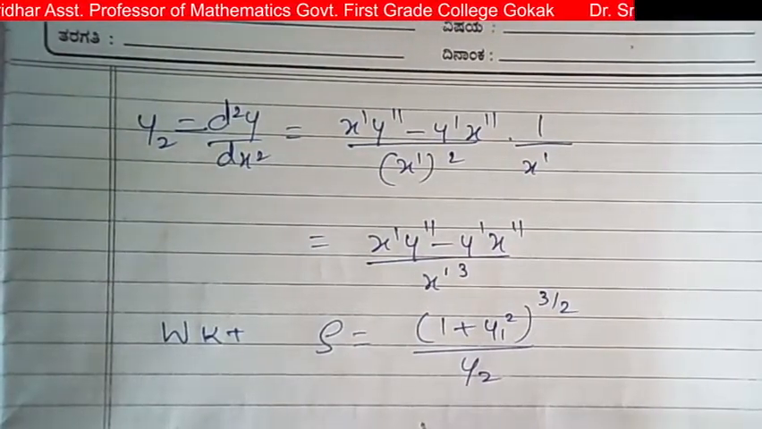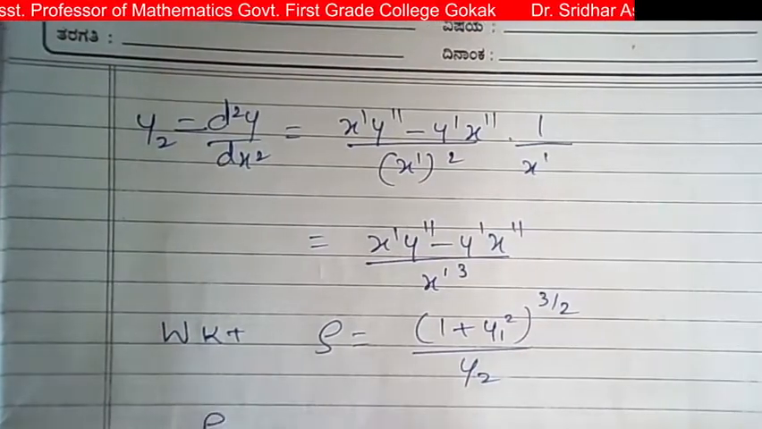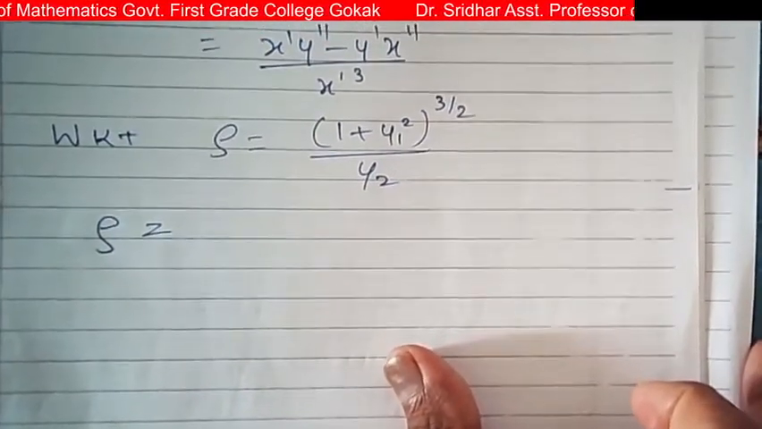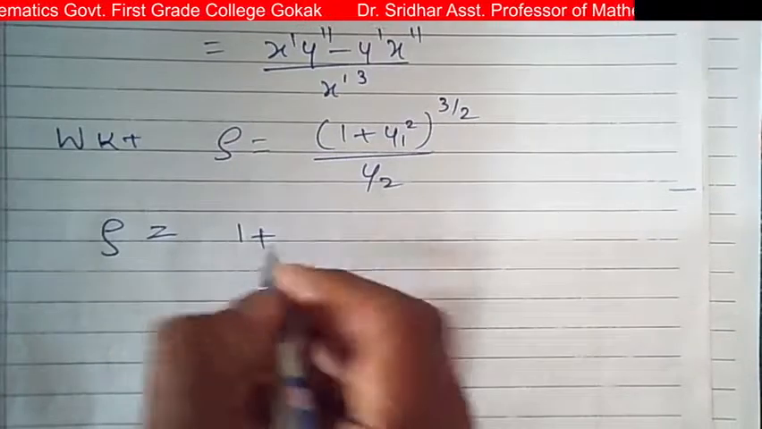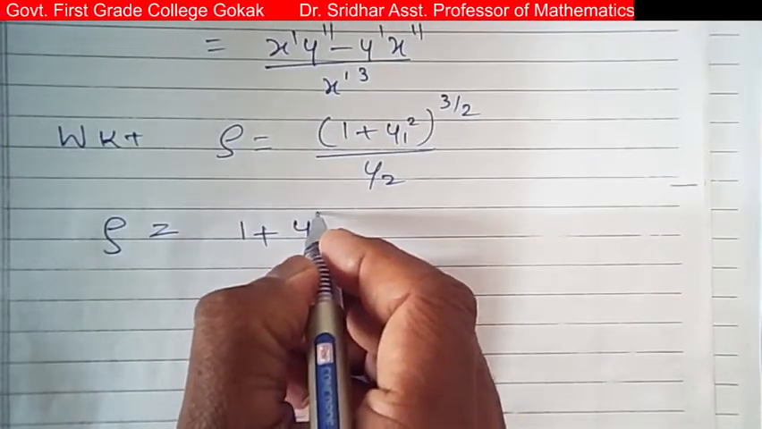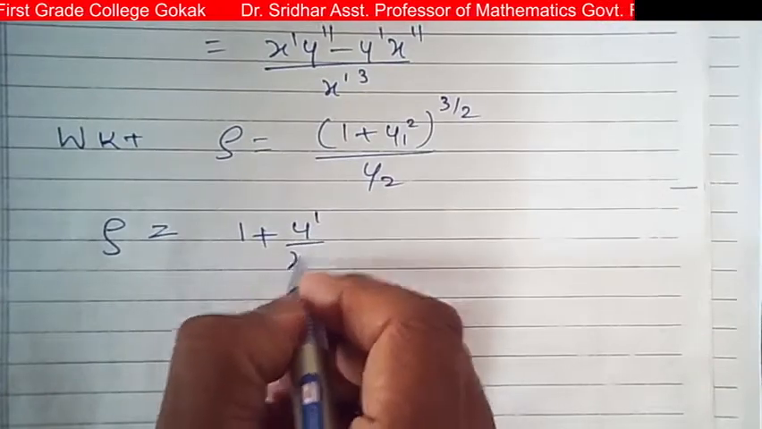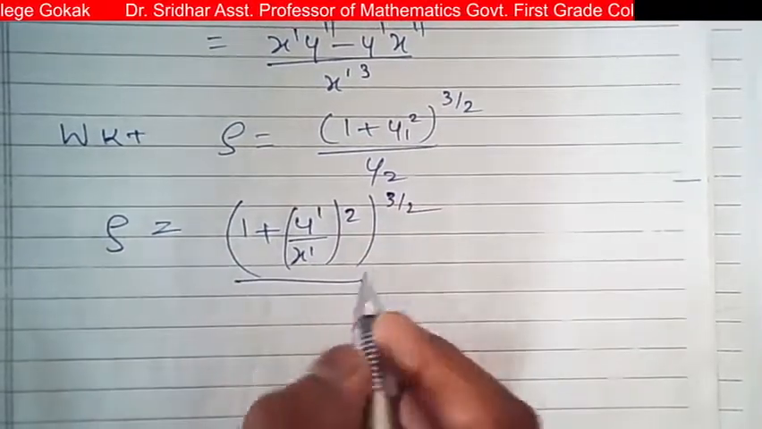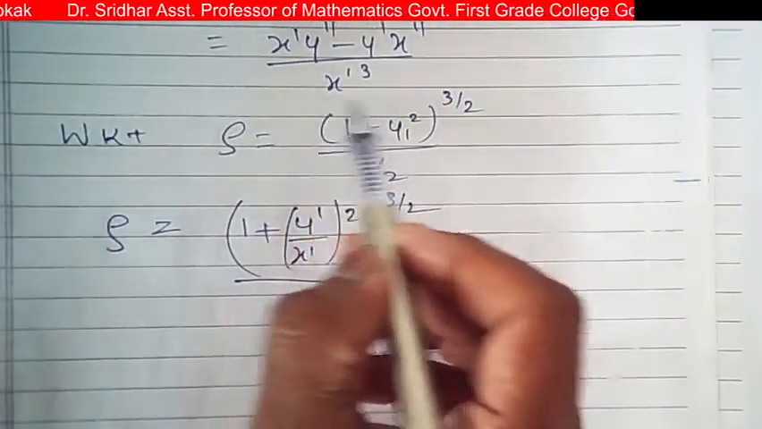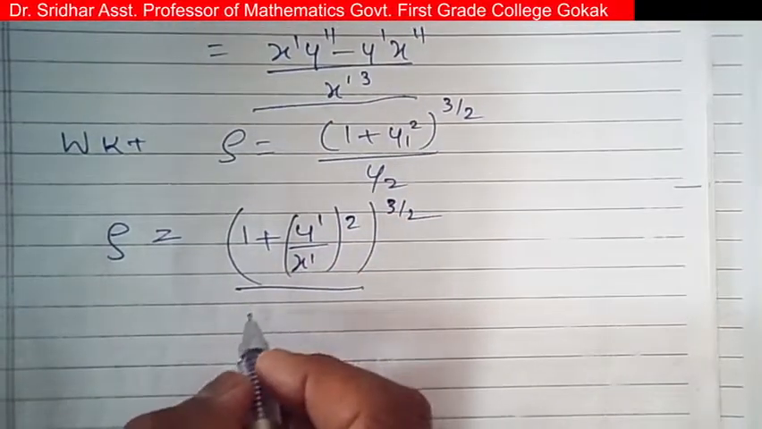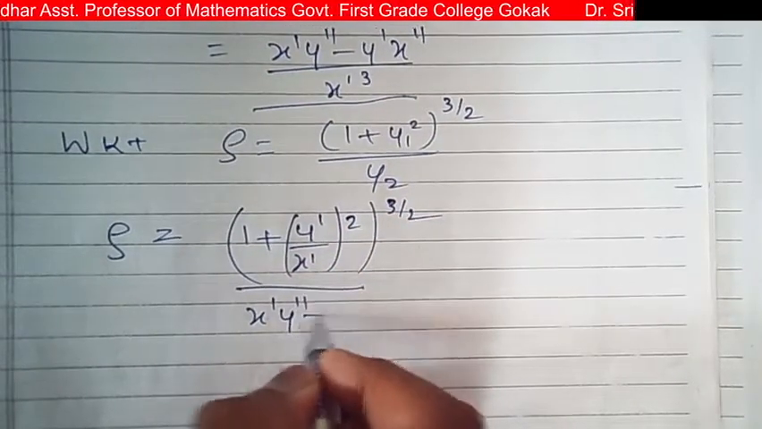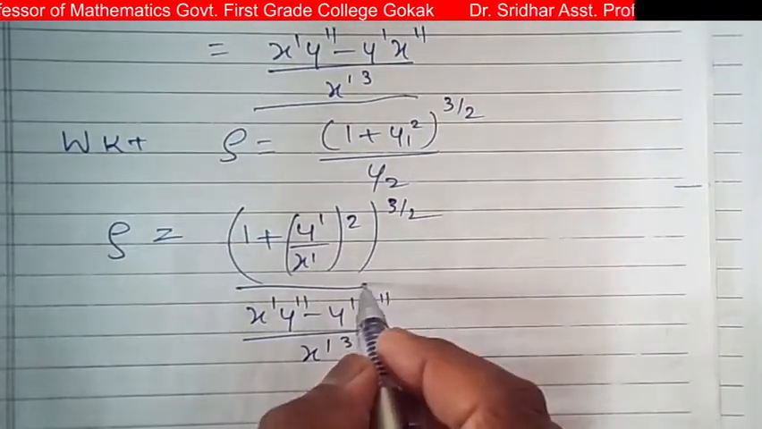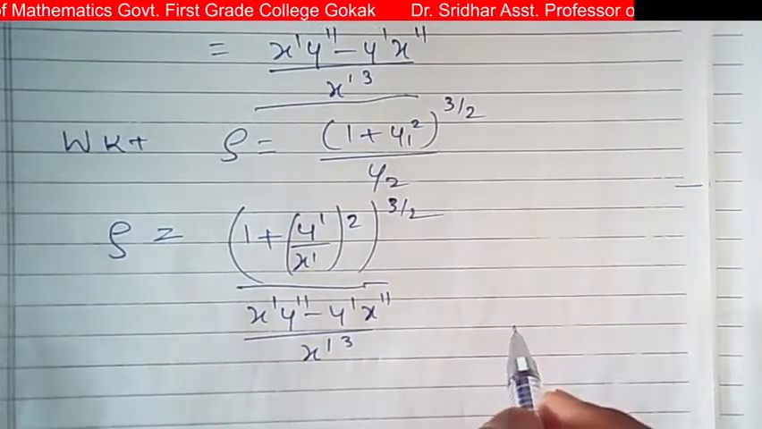this takes the form of rho is equal to, substitute all the values, so rho is equal to 1 plus y dash by x dash whole square raised to 3 by 2 whole divided by y2. So y2 means this: x dash y double dash minus y dash x double dash whole divided by x dash whole cube. Okay, so now simplify this.